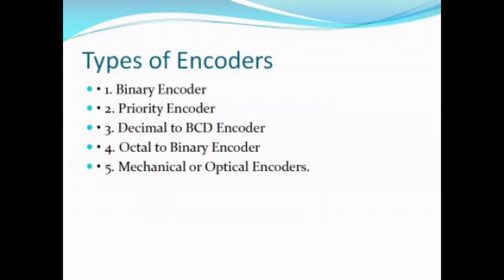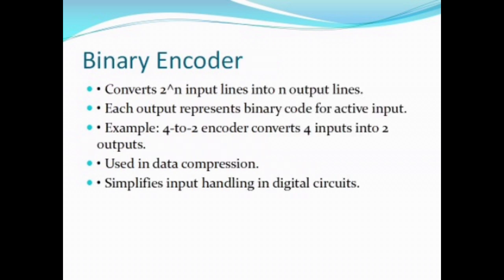There is the binary encoder, priority encoder, decimal to BCD encoder, octal to binary encoder, and mechanical or optical encoder. The binary encoder converts 2 to the power of n input lines into an n-bit binary output. For example, there is the 4 to 2 encoder, the 8 to 4 encoder, and so on.